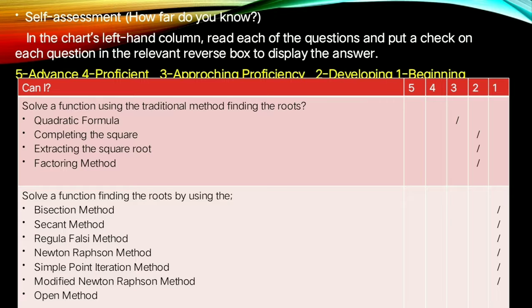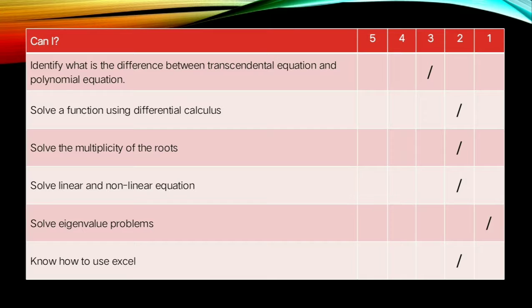So, solve a function finding the roots by using the bisection method, secant method, regula-falsi method, Newton-Raphson method, simple point iteration method, modified Newton-Raphson method. I checked 1. So, can I identify what is the difference between the transcendental equation and polynomial equation? I checked 3.